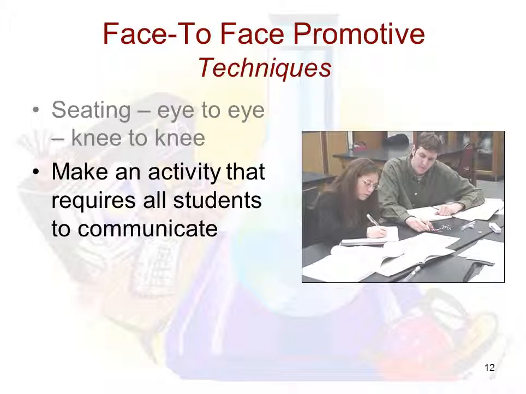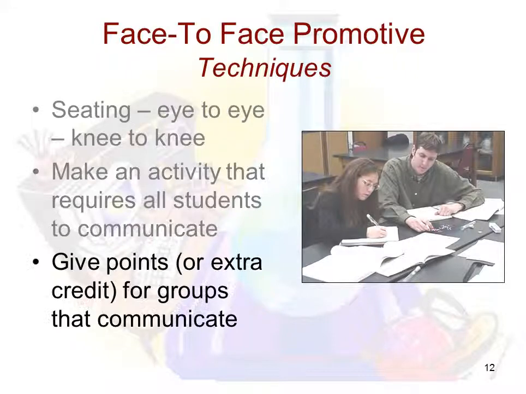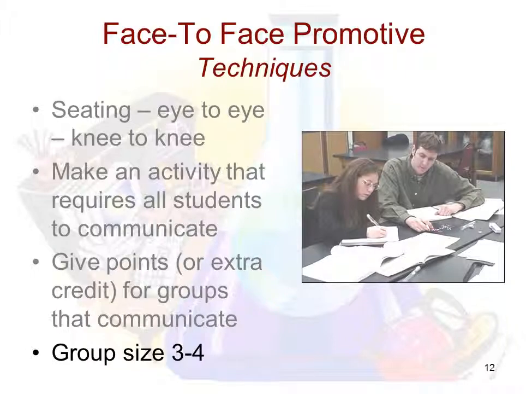Make sure you design the activity in such a way that requires all students to communicate with each other. I like giving extra credit points for good group work. Bonus points. I teach high school science, and if the group did excellent work, they received an extra proton. Protons were positive, so there were positive plus points to their grade. And also in a high school setting, you want to keep the group size no larger than 4. So 3 to 4 is a good group size.